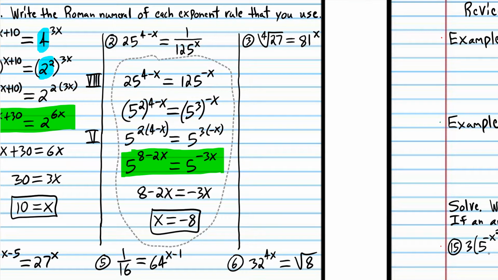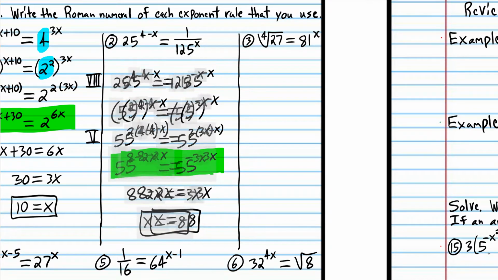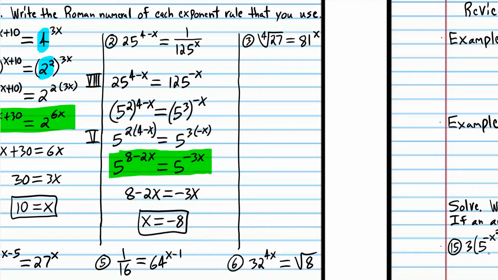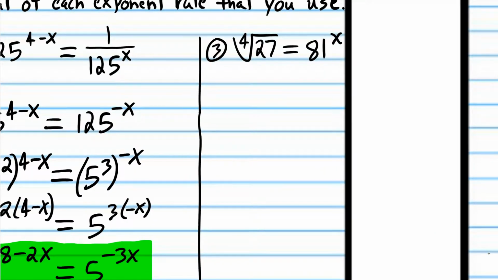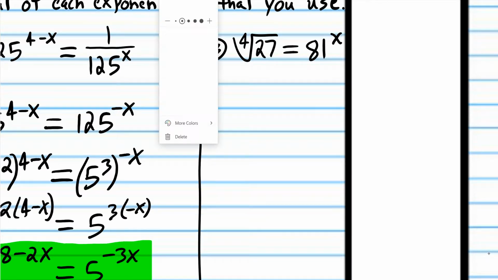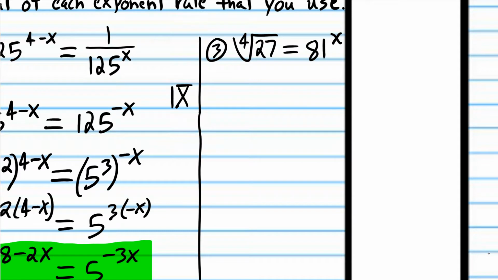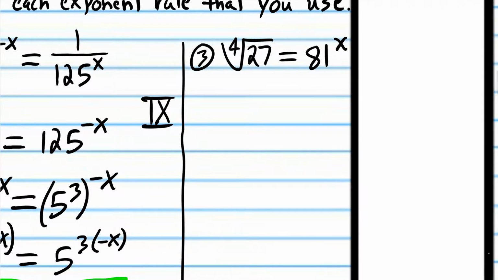So for number 3, I can't change, well, let me start off by using rule number 9, because I'd like to, my computer will catch up. I'd like to change that to 27 to the 1/4 power. That's rule number 9.